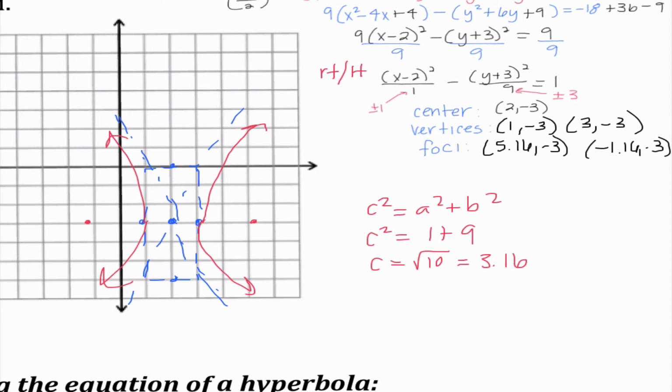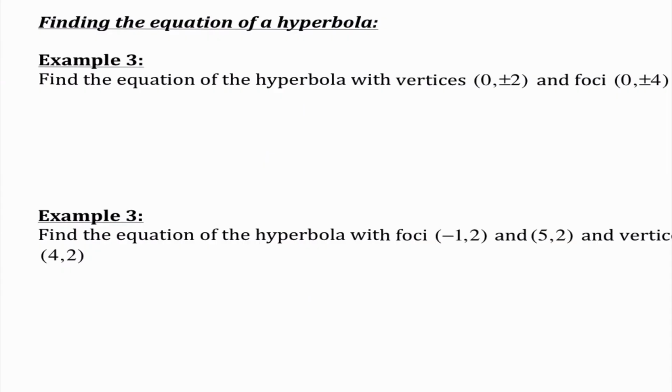Okay, so once again, this is as tough as it gets, but it just takes practice in making sure we memorize how to find all these characteristics. The next 2 examples we're going to do are going to be the opposite, where we are given information and we need to come up with an equation.